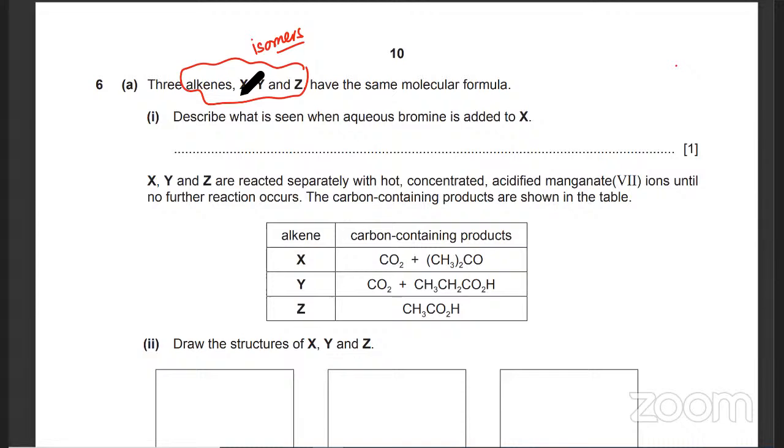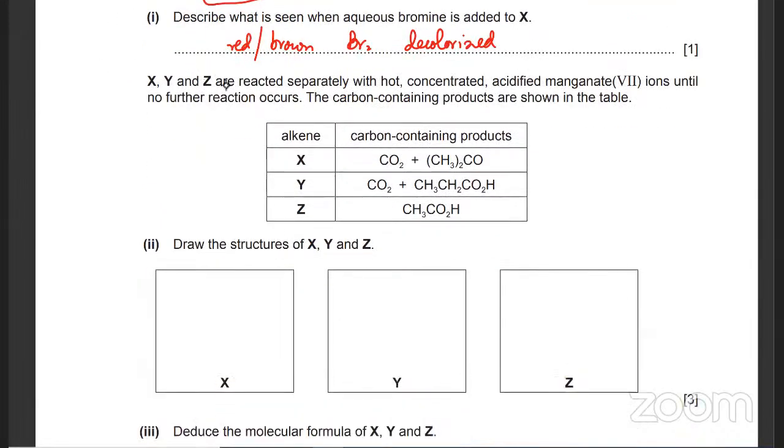So when alkenes, that's an addition reaction, bromination. So the red, brown, or orange bromine gets decolorized. It's decolorized because you have an addition reaction. Whenever you have a double bond, an alkene, the bromines are going to get added to this double bond over here.